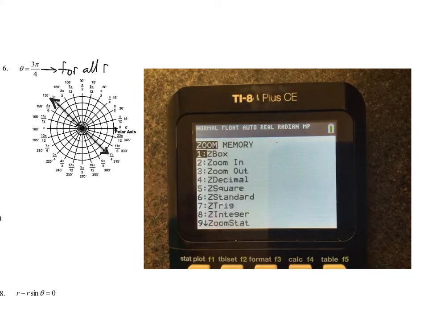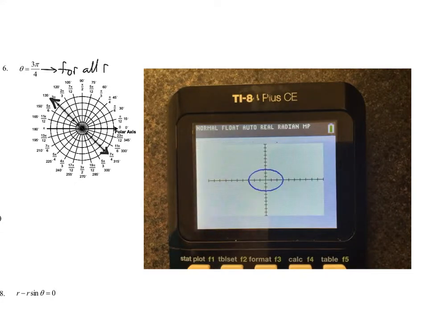Start with a zoom 6, zoom standard. Now, it should, in theory, look like a circle, but just based off of the rectangular pixels and everything, it always ends up looking elliptical. But if you count tick marks, you can see it's 3 in each direction, so it's supposed to be circular. But the scale is a little off. You see it's more compressed along the y-axis. You can play around with the dimensions of your window to make it look more circular, but I don't think that's necessarily worthwhile.